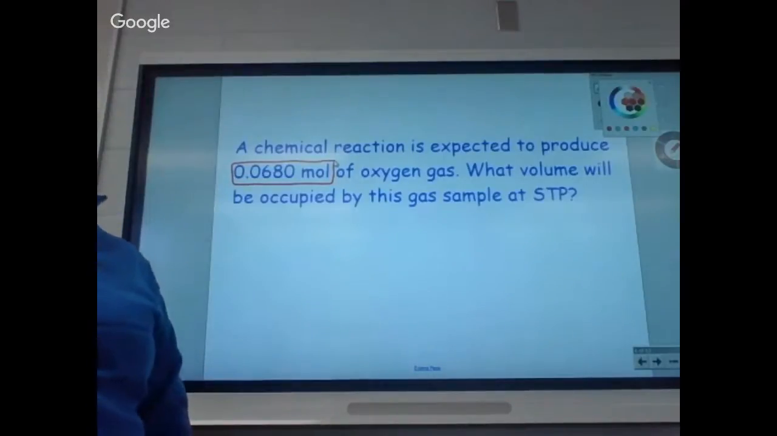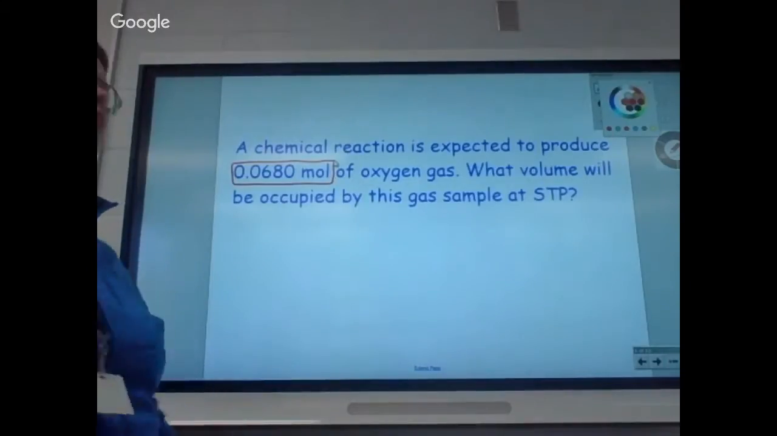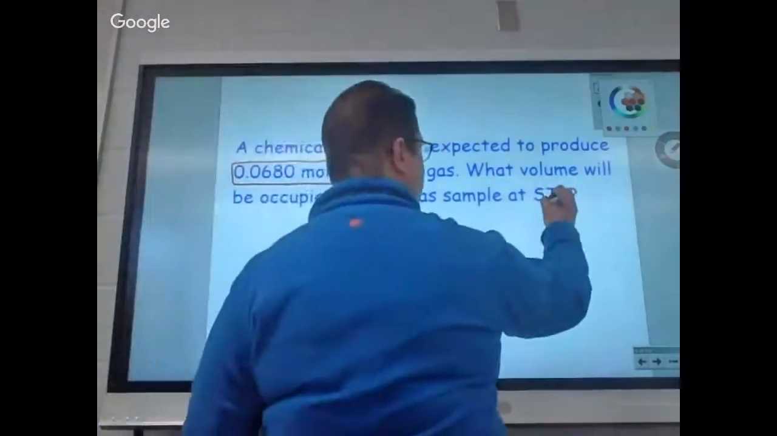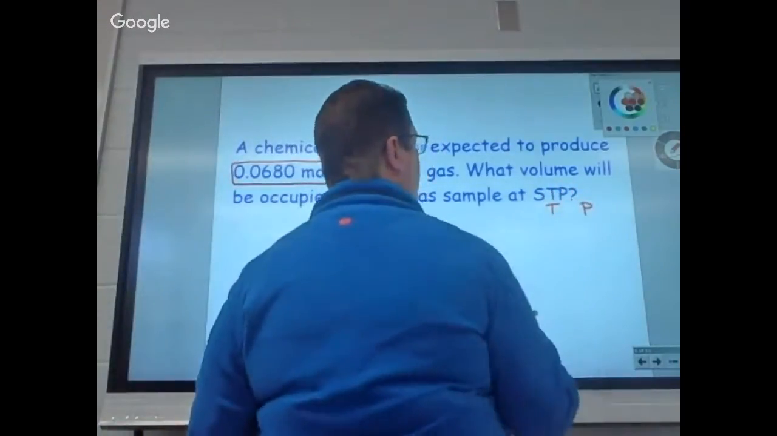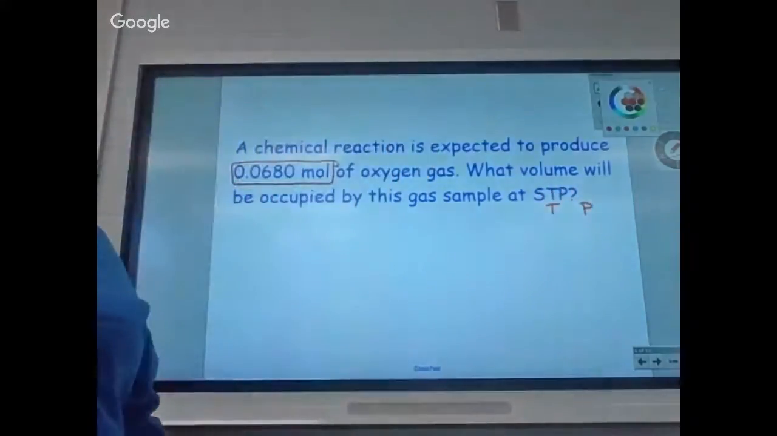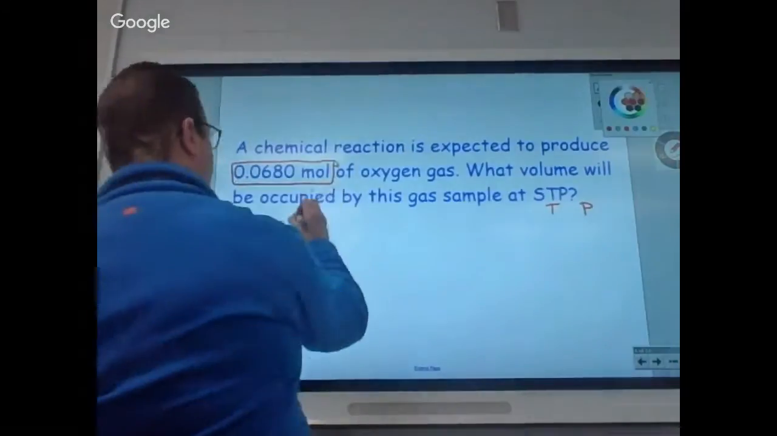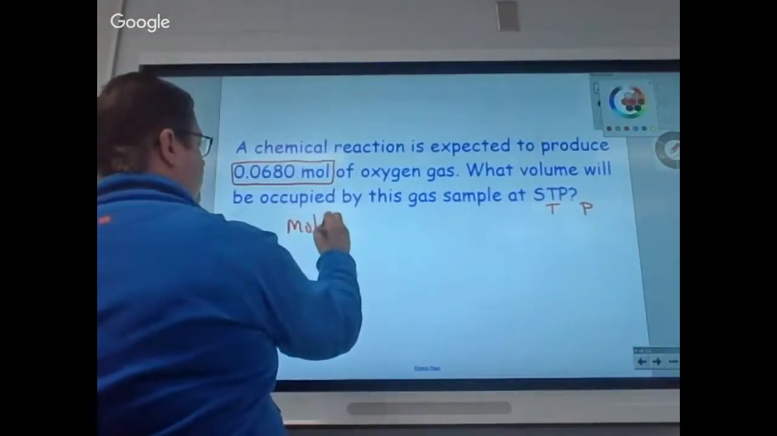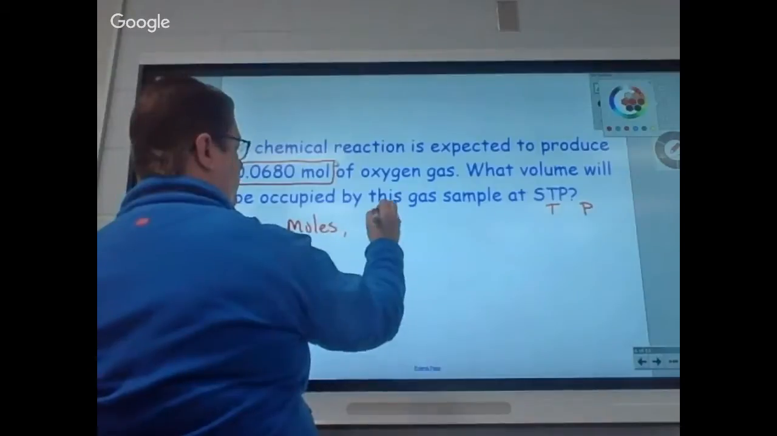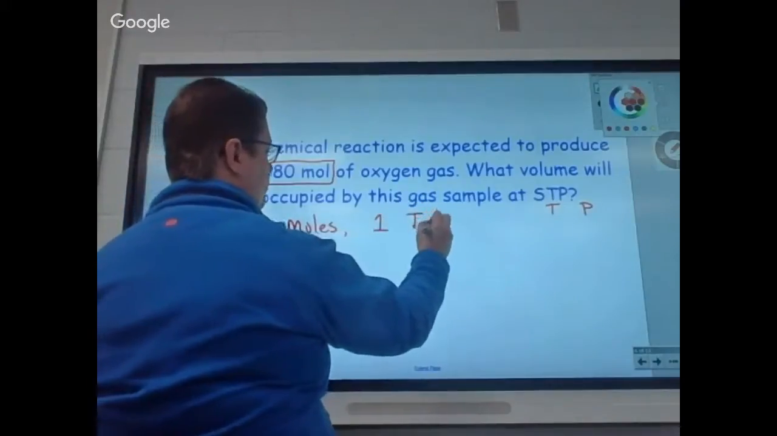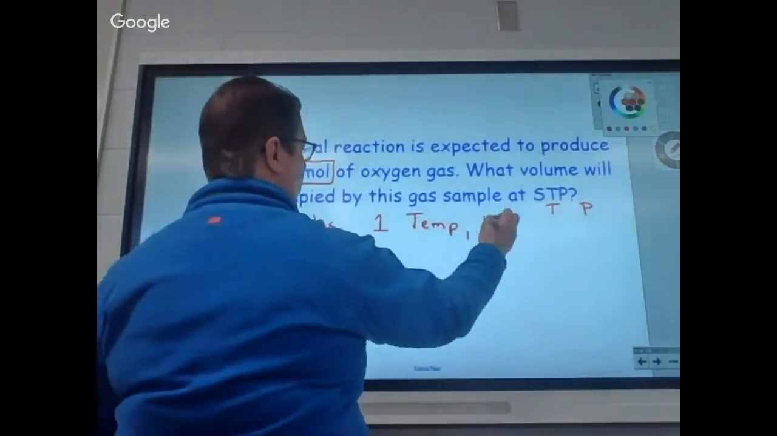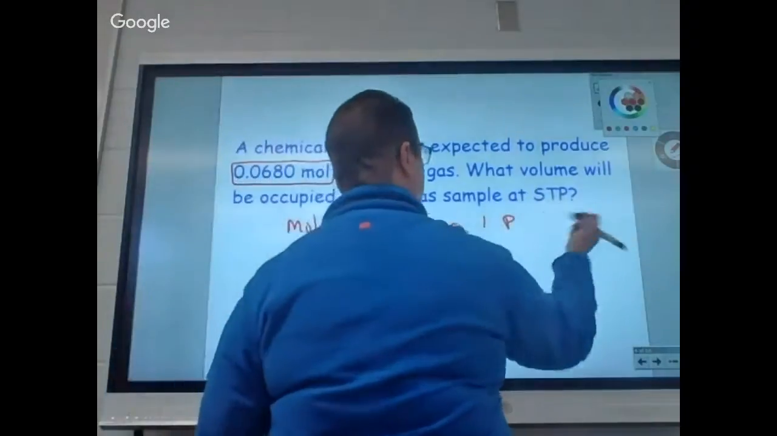Okay, how many STPs do you have? You only have one temperature and pressure. That's just a T and a P, and you only have how many of them? One. So you've got moles and one temperature and one pressure.